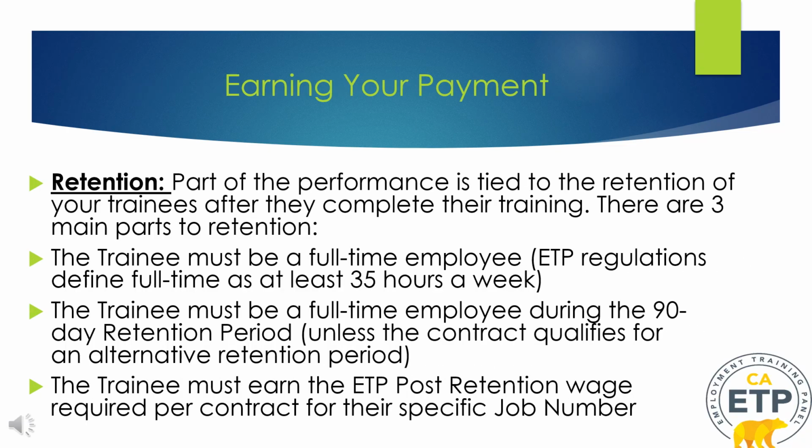As I mentioned earlier in our slides, there are aspects to your contract that are performance, and this is how you earn your payment. Performance is tied to retention, and retention of your trainees is after they complete their training. There are three main parts to retention. The trainee must be a full-time employee. ETP regulations define full-time as at least 35 hours a week. Your contract can have other specific requirements, but please follow those requirements in your contract.